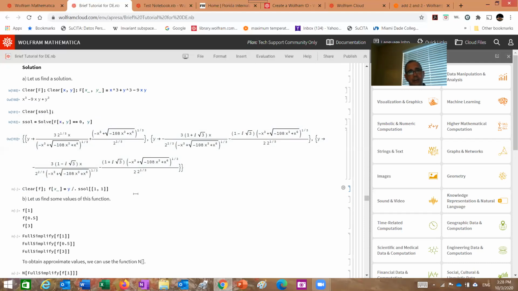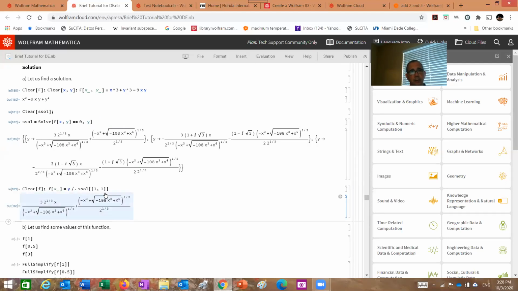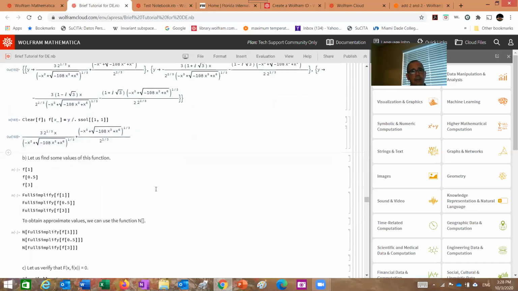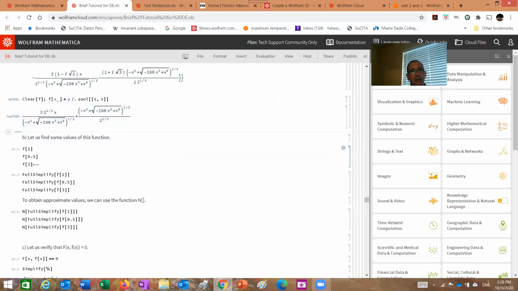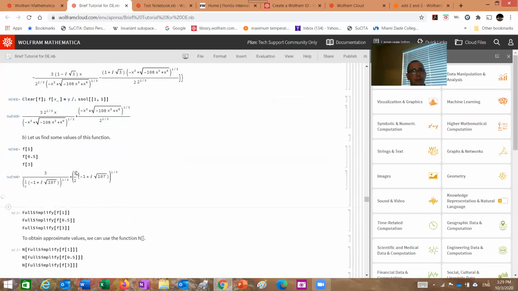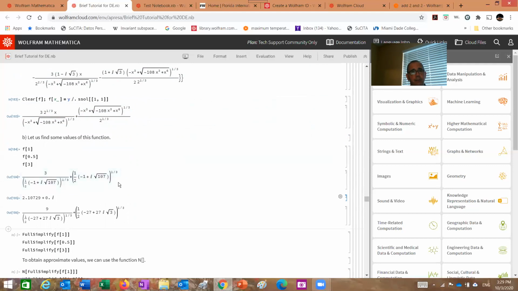And then when you press enter, let me check it. When you press shift enter, you get that this is the expression. You see that it coincides with the expression that appears here in the first rule of replacement. And then now, using that expression, we can find different values, for example the values at 1, 0.5, 3. When you press shift enter, you get some values here. If you want to find the numerical values, you can use the N.